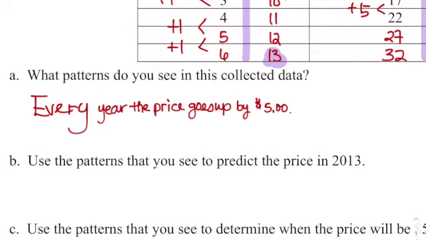Use the pattern that you see to predict the price in 2013. So write it down. In year 2013, the price is $67.